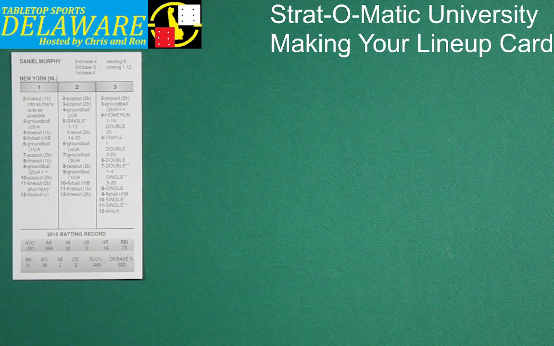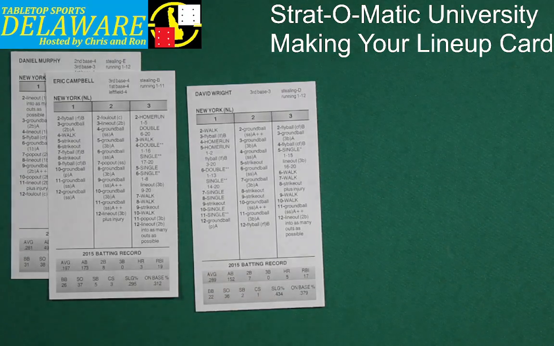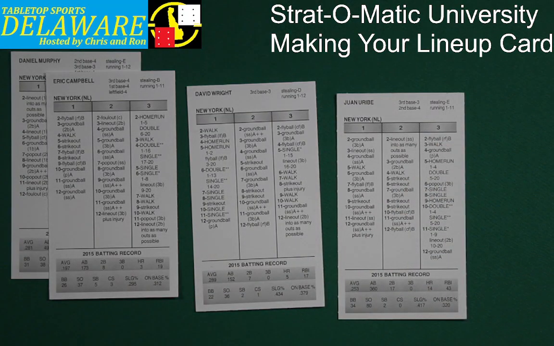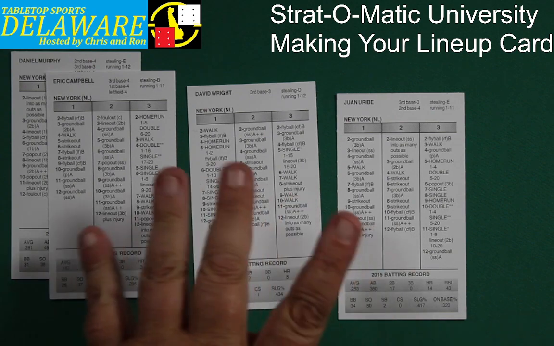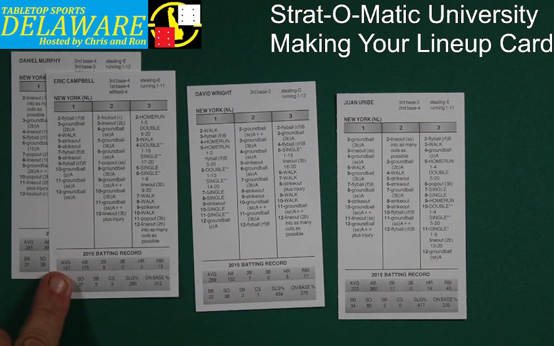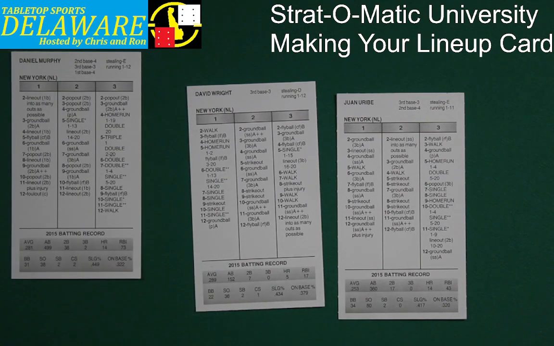Let's go with third, since I just happen to have third base ready to go. Eric Campbell, David Wright, and Juan Uribe. Now, there's probably some lefty-righty matchups going on here as far as the number of at-bats, but this is basic. Lefty-righty is not taken into account with basic baseball, so you can select whoever you like. .197 batting average, probably not. We'll move him aside. .289, .253.